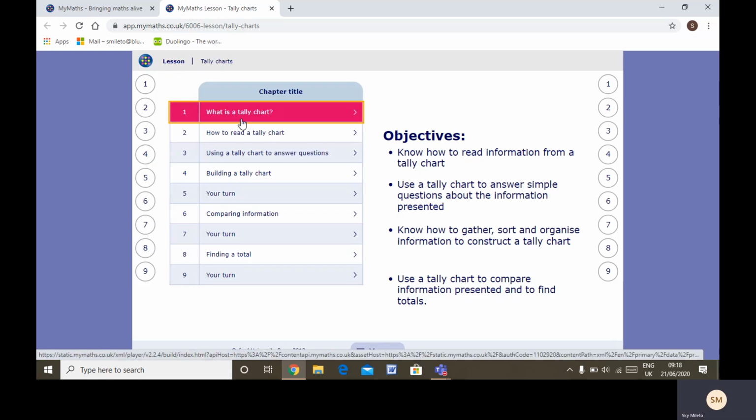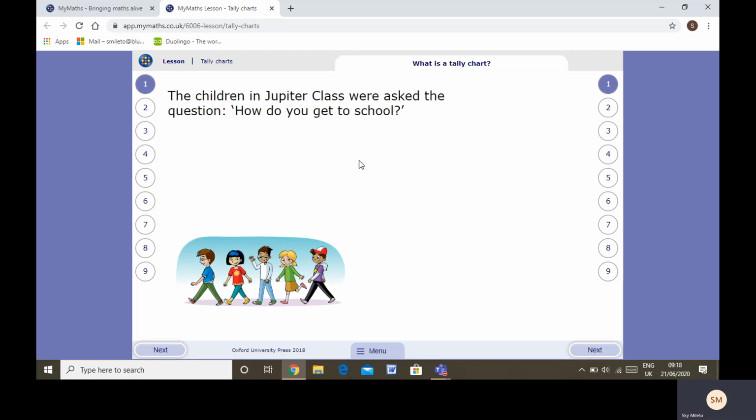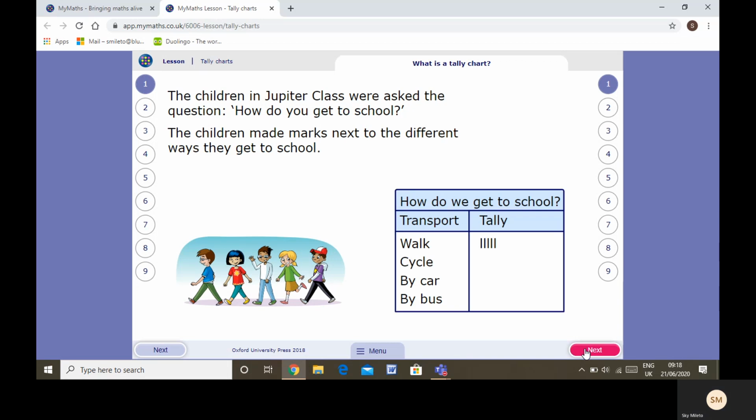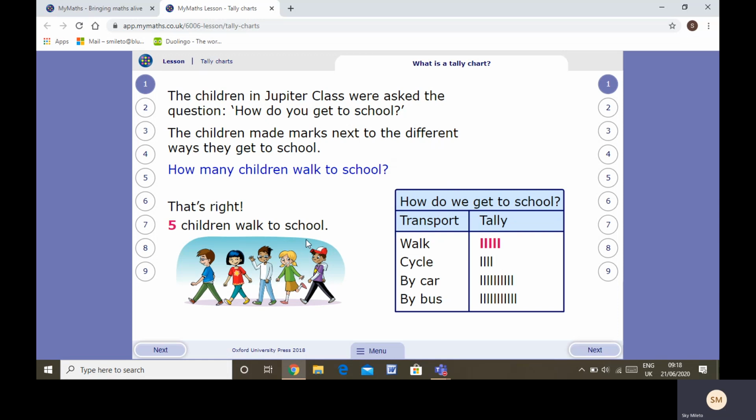So, what is a tally chart? The children in Jupiter class were asked a question, how do you get to school? The children made a mark next to different ways they get to school. You can see we're tallying. The marks here are called tallies. So we can count 1, 2, 3, 4, 5 walked and 4 cycled and so on. So how many children walked to school? As I just counted, 1, 2, 3, 4, 5. There are 5 tally marks, so 5 children walked to school.